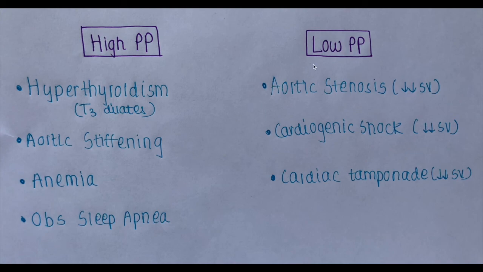Now, conditions where a low pulse pressure is generated. Aortic stenosis, where the valve becomes stenotic, it does not allow the blood to easily flow from the ventricles to the aorta. It causes decreased stroke volume, and as we have seen, if stroke volume decreases, the pulse pressure will also decrease. In cardiogenic shock also, the stroke volume decreases. Same way in cardiac tamponade too, the stroke volume decreases.